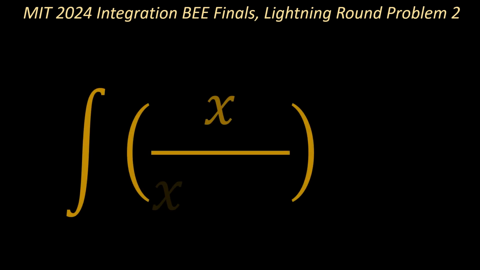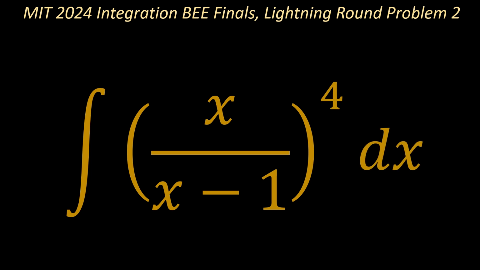Round number 2 of the MIT 2024 Integration Bee finals is the indefinite integral of (x over x minus 1) to the power 4.